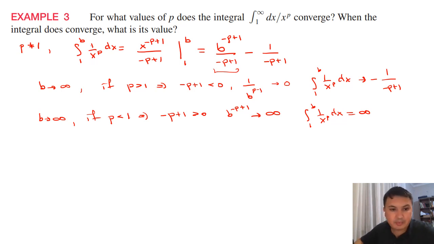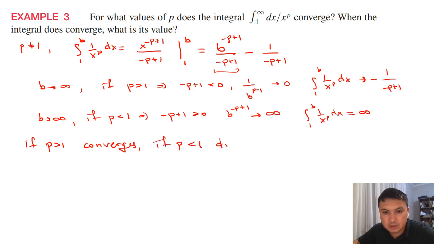So basically what we can say is, if p is bigger than 1, it converges, or you can say the improper integral exists. If p is less than 1, it diverges. And when it converges, in fact, we know the limit, right? This is the limit right here.